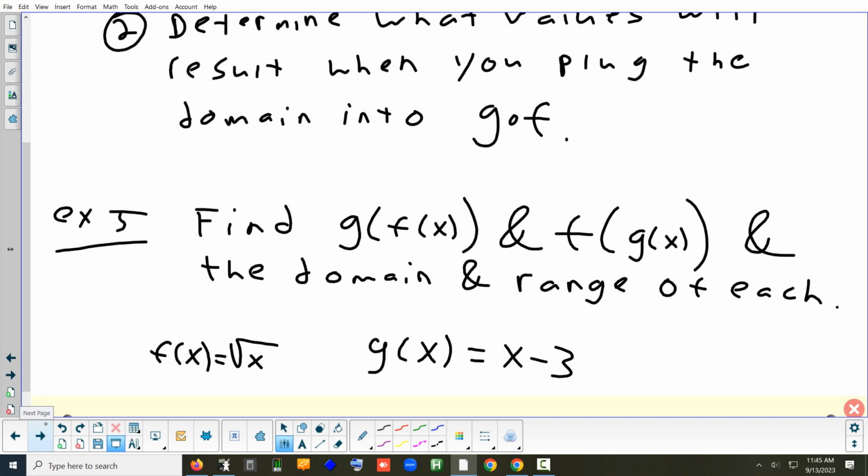Well, Lily, you pick. First one. You want to do the first one? Okay. So Lily doesn't like the second one. We're not going to do it. Let's do the first one.